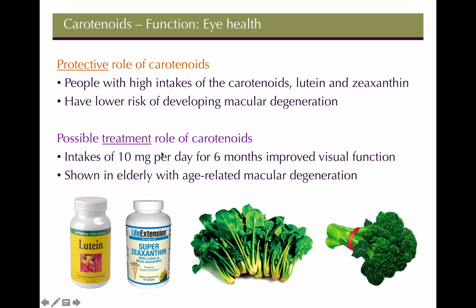It can also be used to treat macular degeneration. The treatment regimen that I could find was 10 milligrams per day, and you'll see the bottles are designed for eye health. You don't have to buy a bunch of bottles and combine things. You can just buy the carotenoids, a mix of lutein and zeaxanthin. You want to take 10 milligrams per day for 6 months.